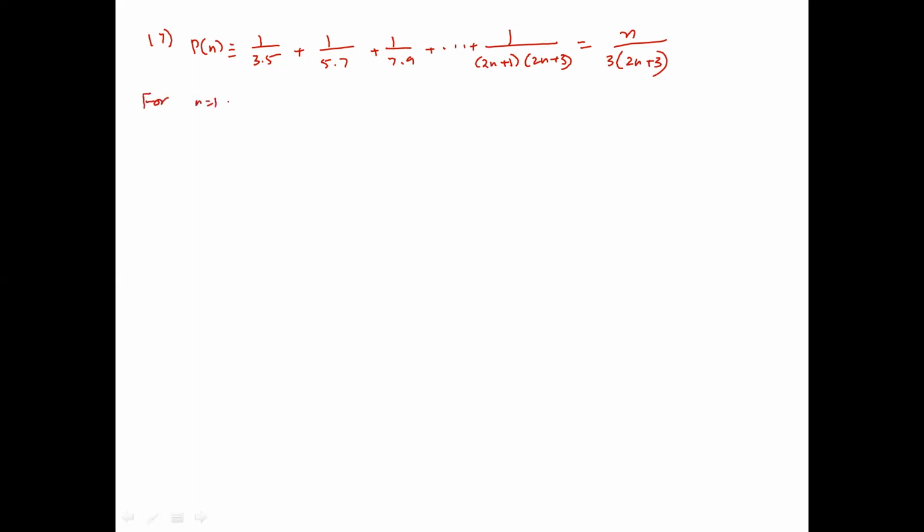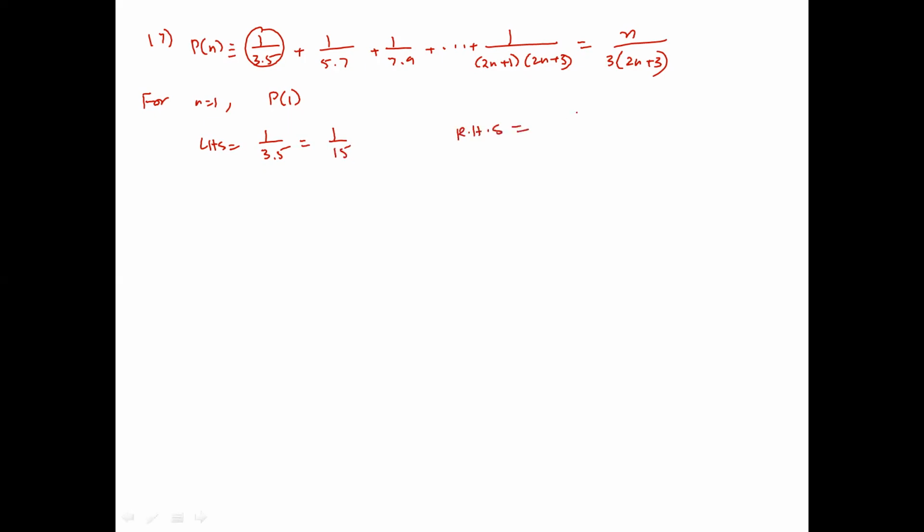Okay, now we will take question number 17. The statement P of n is 1 by 3 into 5 plus 1 by 5 into 7 plus 1 by 7 into 9, and so on, 1 by (2n plus 1) into (2n plus 3) equal to n by 3 into (2n plus 3). First we will take n equal to 1, P of 1. Left hand side, you will take the first term 1 by 3 into 5, that is 1 by 15.